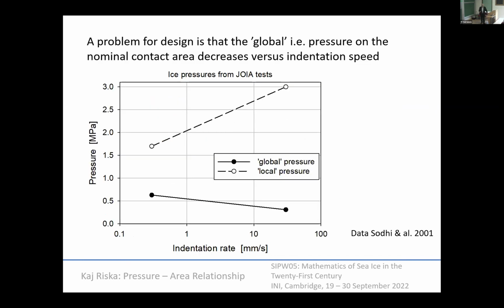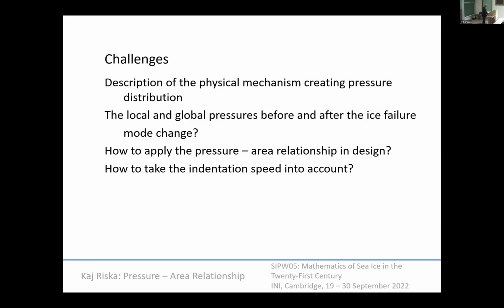And a problem for design, and this is my last one, is that if the indentation rate is such that it is ductile failure, the global pressure, the total force, is higher than in the brittle case, but the local pressures are lower than in the brittle case. So design is important there. Well, I think I stop here, I just mentioned these challenges already.